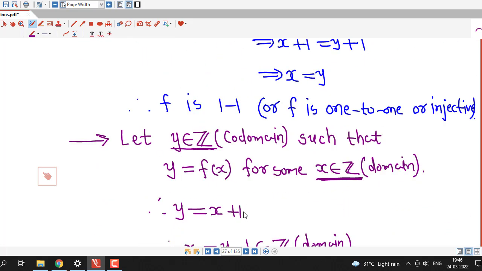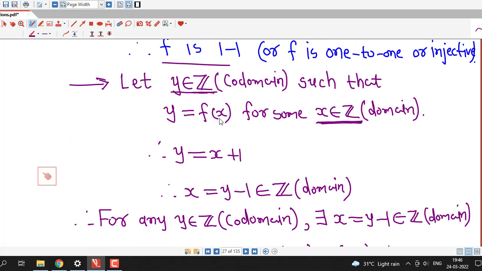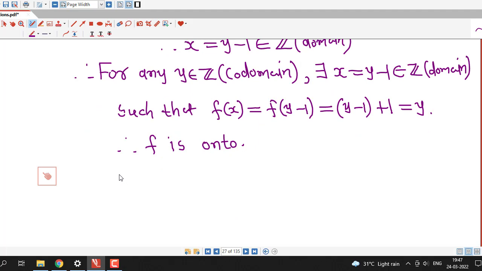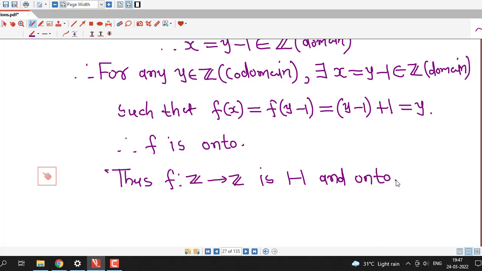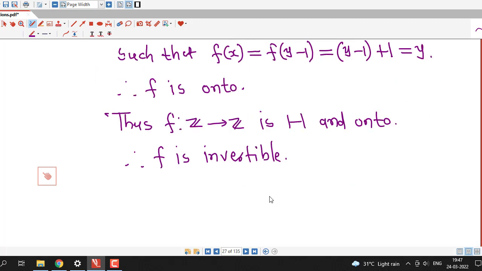So we have shown that function is 1-1 and function is onto. So we can write that thus f from Z to Z is 1-1 and onto, or it is bijective. Therefore f is invertible, that is f inverse exists. Therefore f inverse from Z to Z exists.